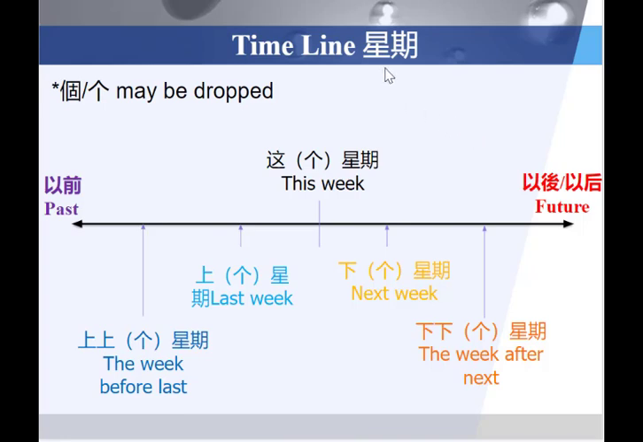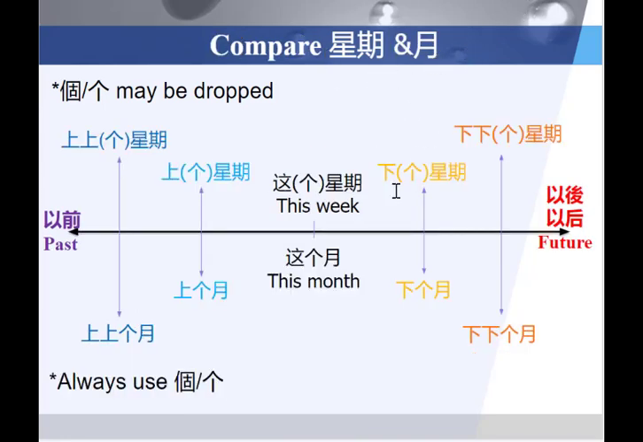Note that in 星期, the 个 may be dropped. That's why I have them in parentheses. You don't necessarily have to have them. So you can say 这星期、下星期、下下星期 or going back 这星期、上星期、上上星期。Let's compare 星期 and 月。星期 on top, 月 on the bottom.